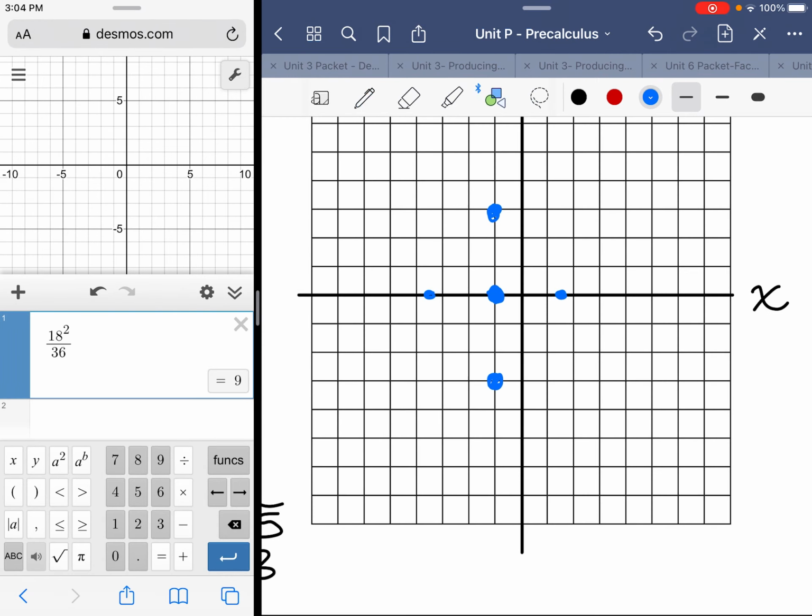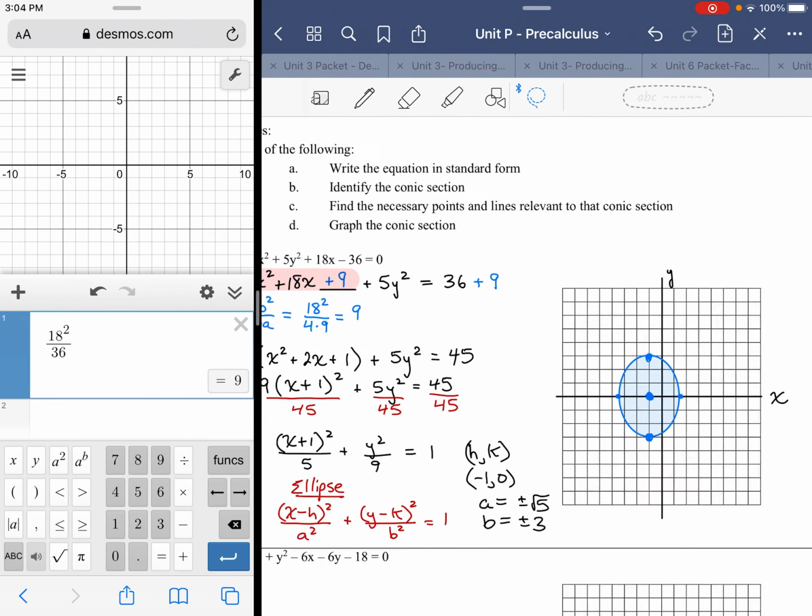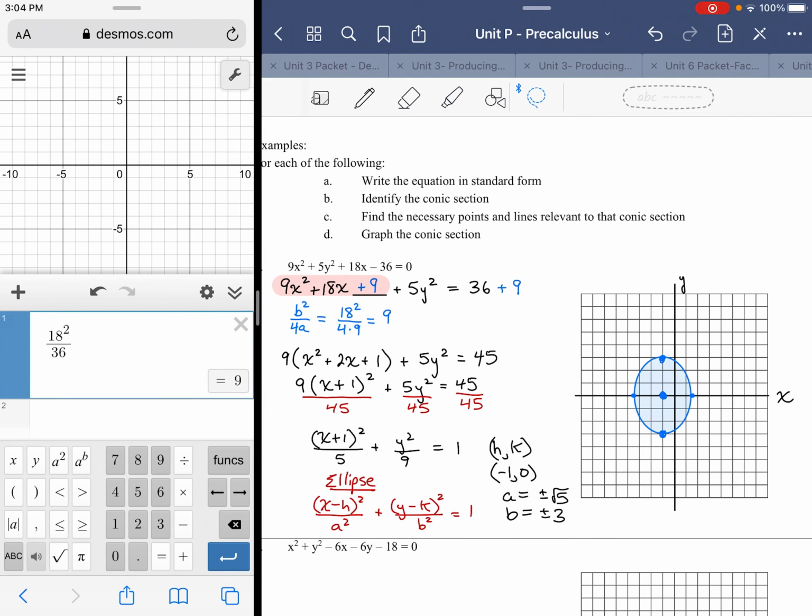And then I'm going to draw an ellipse the best I can. I have a little autocorrect on this app, so it helps. And so that's what our ellipse ought to be. So we know it's an ellipse.